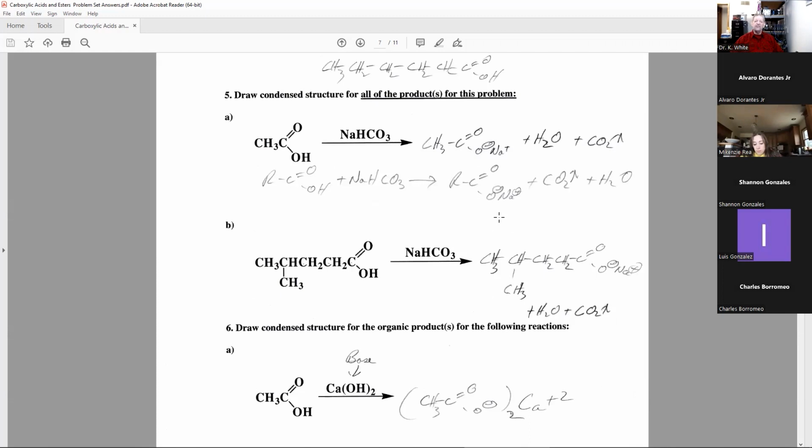Now, on number 5, this is a very rare question I ask. Draw the condensed structures for all the products of this reaction. And if we look here, it's the first reaction I ever ran with my hands. Your body, when you were born, or I don't know, even before, is running reactions. But with my hands, my father taught me, remember the little rocket ship?